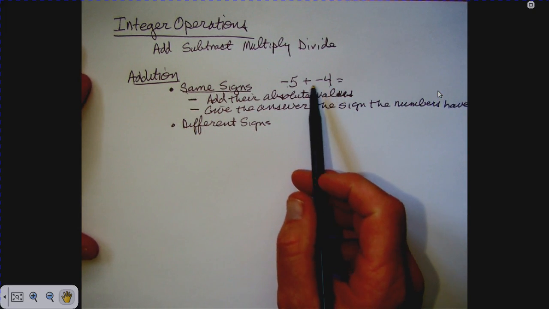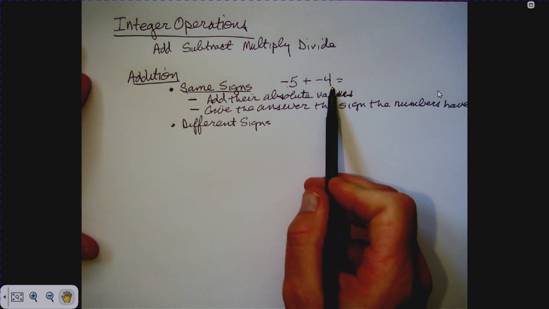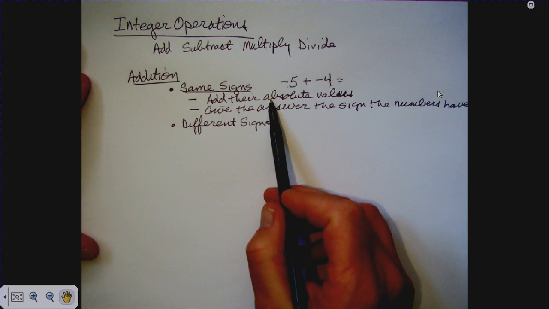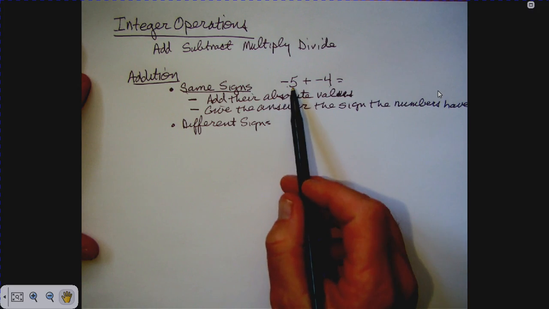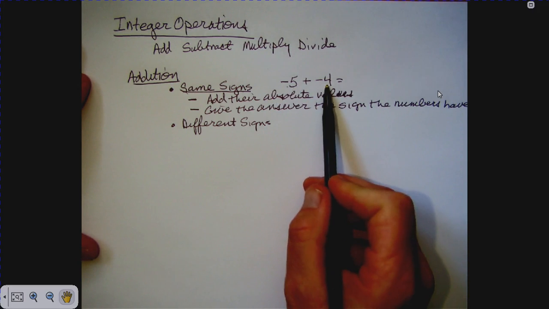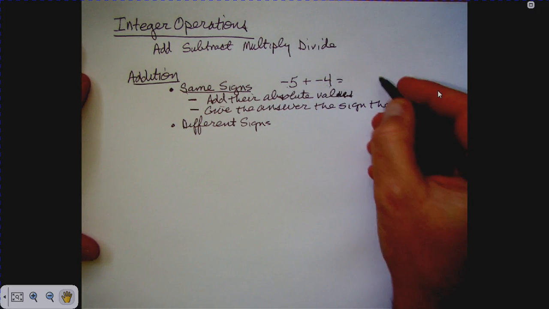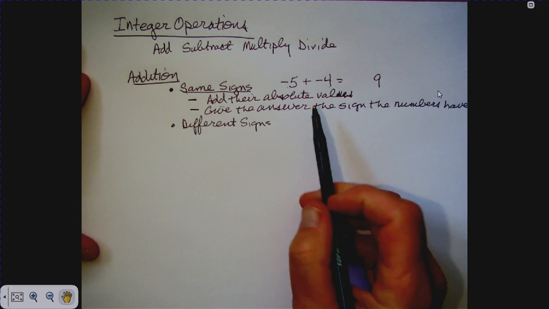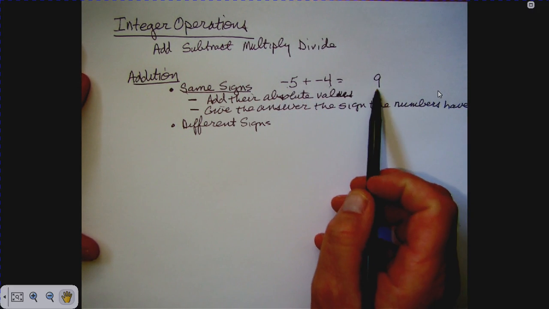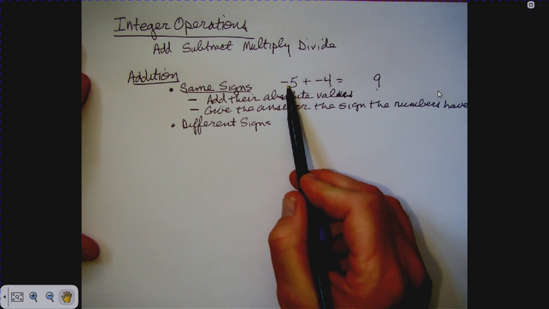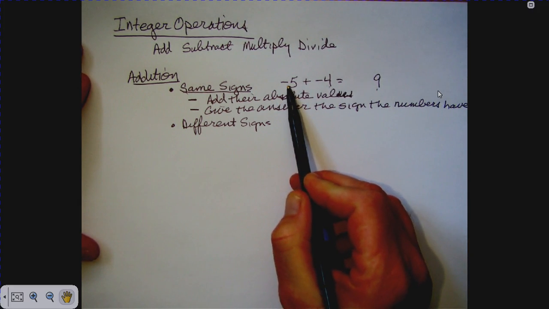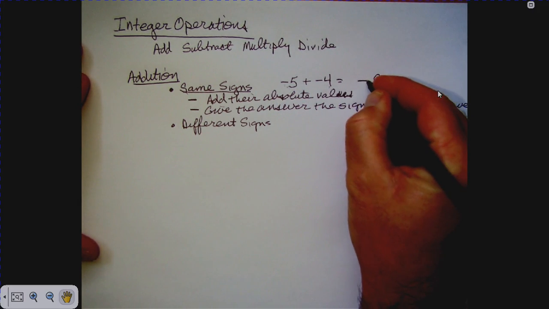Well, we add their absolute values. So if saying absolute values scares you, think of it as you add them ignoring their signs. So I add 5 plus 4. 5 plus 4 is 9. And then I give the answer, 9, the sign the numbers have. Since they're the same sign, they're going to have one sign, negative here. So the answer is -9.